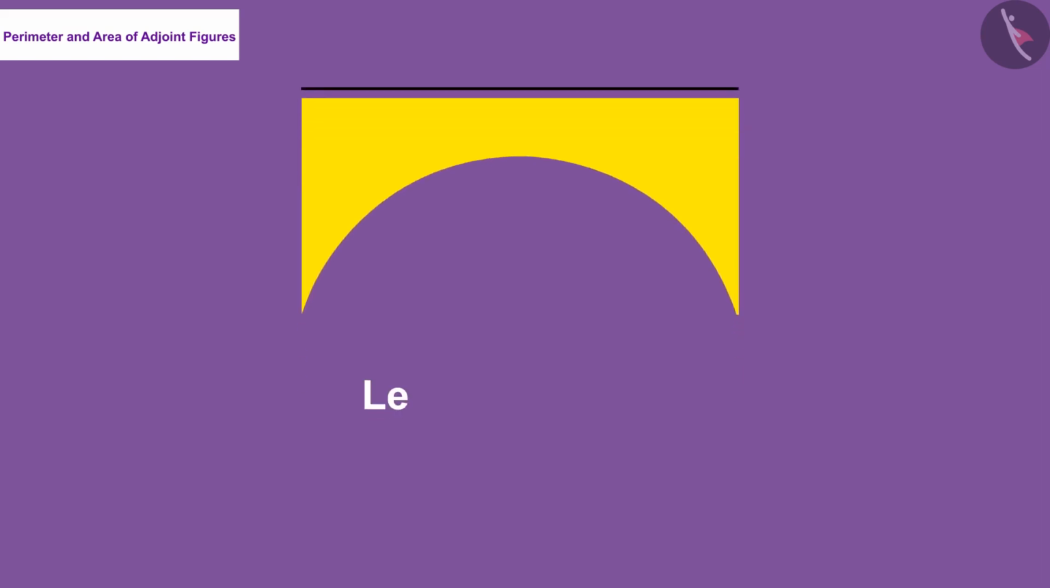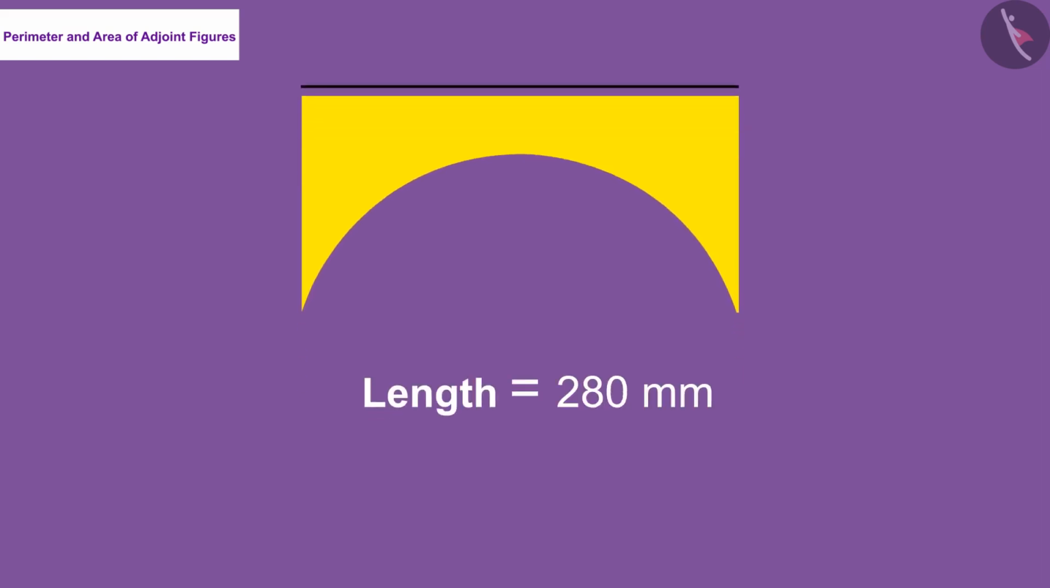The length of the rectangle equals 280 mm and width equals 18 cm. As you can see, there are two units, mm and centimeter, used here. So let's convert them into centimeters.